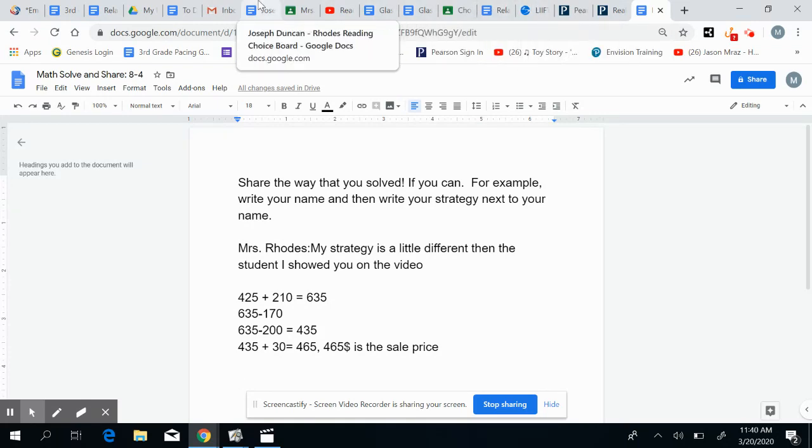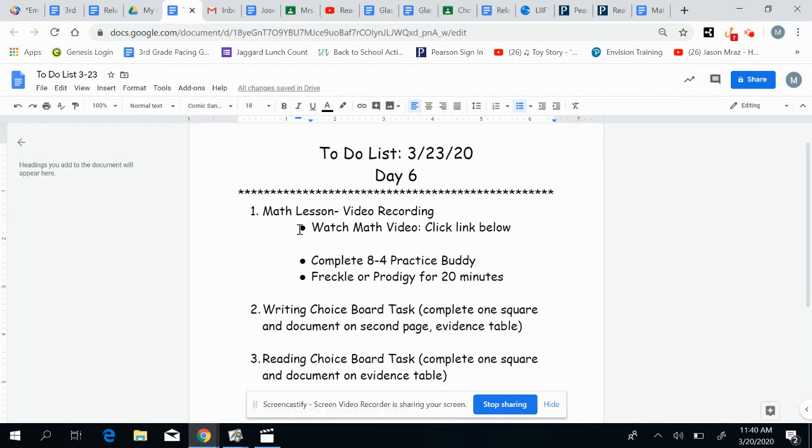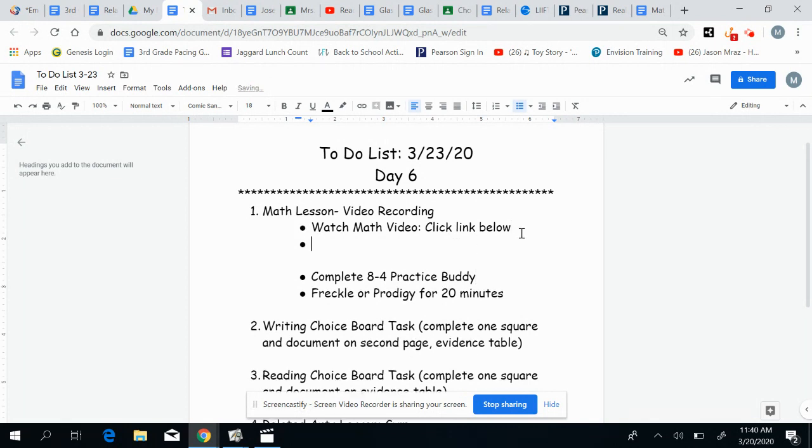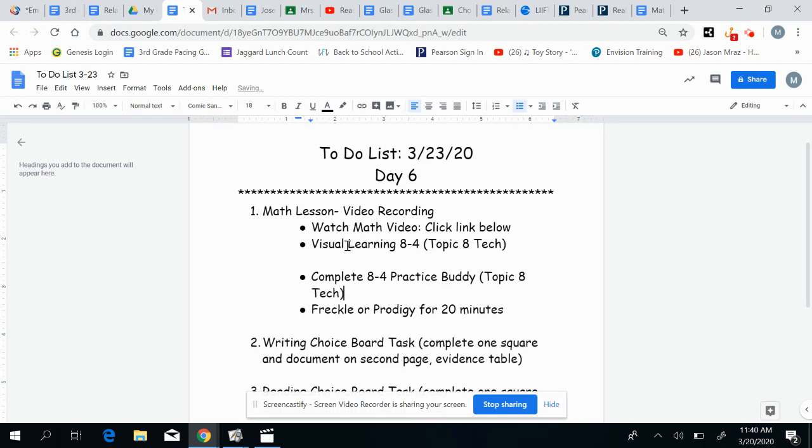Let me find my to-do list. Okay, so here is the to-do list. I'm going to put the link below, and then you're going to have visual learning 8-4. Remember, you can find this in topic 8 check. Then you go to practice study, also topic 8 check. And then you will go on to Freckle or Prodigy.